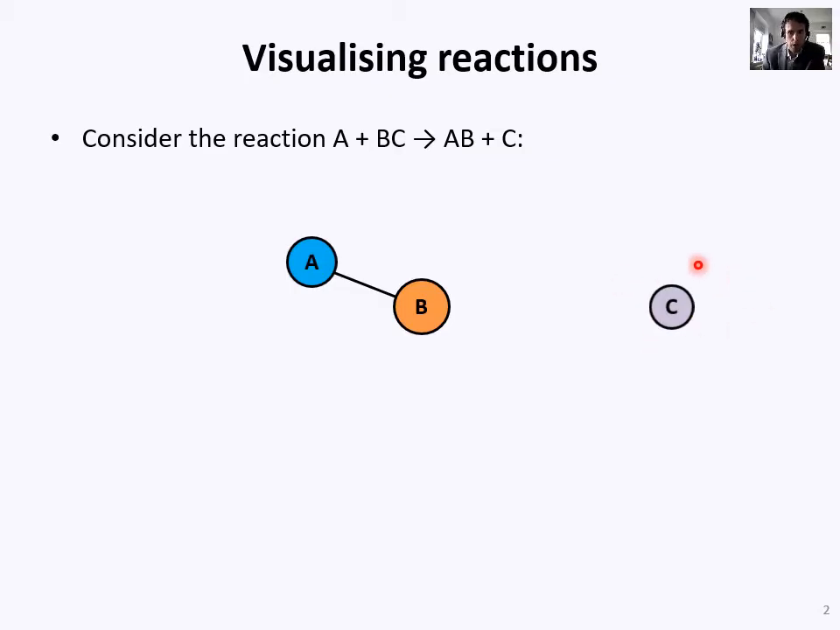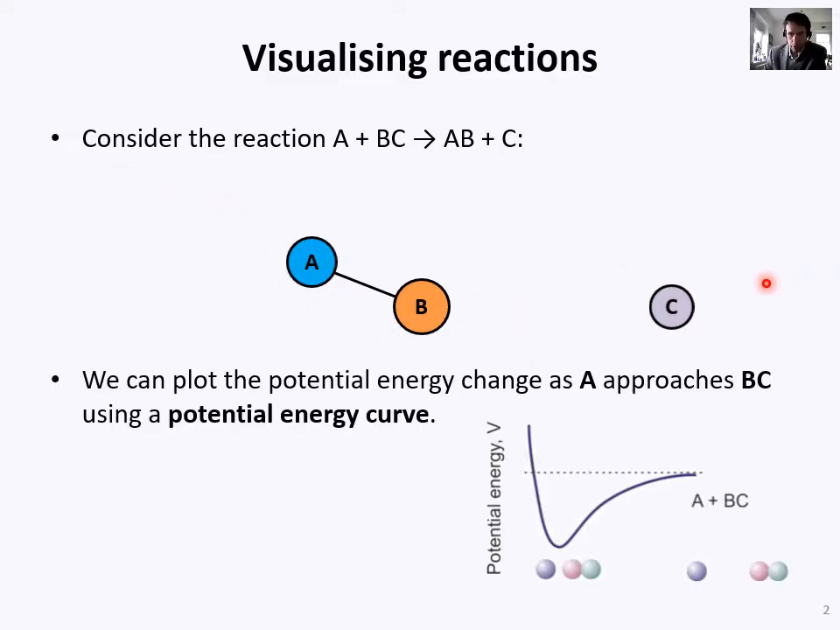So what can we do to think about the change in energy that's occurring through this process? Well, one thing we can do is plot the potential energy change as A approaches BC. On this one, the Y scale is potential energy, and the X scale is the distance between the two species. So as A approaches BC, we're moving along this line, so potential energy will go down, and as A starts to overlap with BC, it'll go up significantly. That tells us something about the bond between A and B in this case.